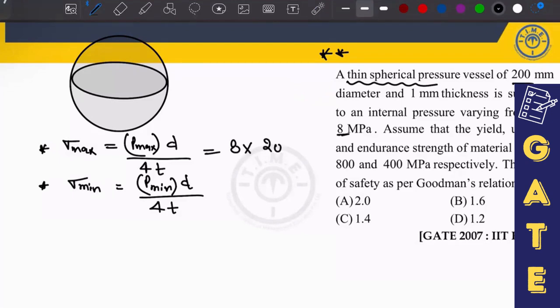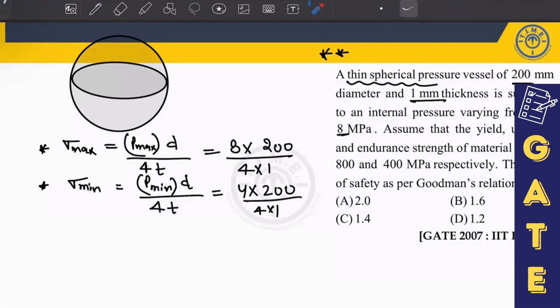Diameter they have mentioned as 200. Thickness they have mentioned as 1. So 4 into 1, and similarly, this value is 4 into 200 divided by 4 into 1. That means this value is nothing but 400, so this value will be 50 into 4, which is 200. Okay, so you have calculated maximum and minimum stress.